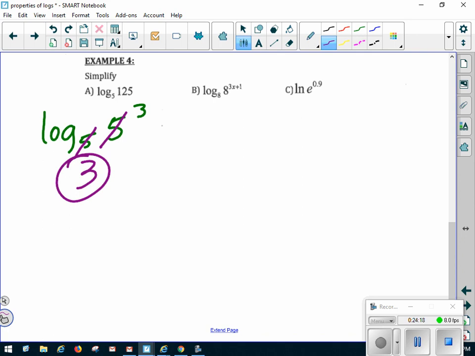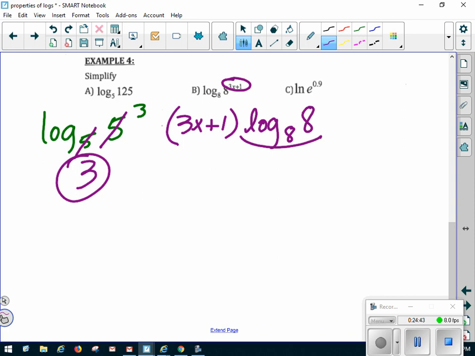3x plus 1 is your answer? Yeah. Now, why is 3x plus 1 my answer? Because the base counts. Because this is an exponent, right? And if I pulled that out in the front and said 3x plus 1 times log base 8 of 8, this is 1, and 1 times anything is that thing. Good, Wayne.